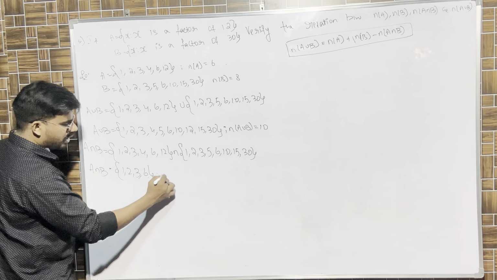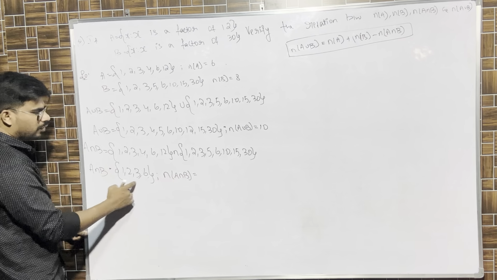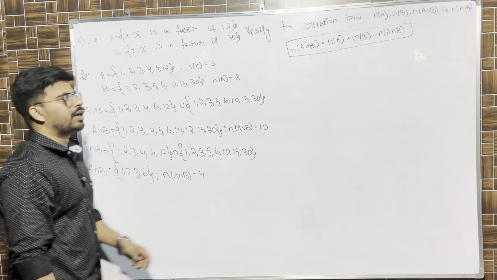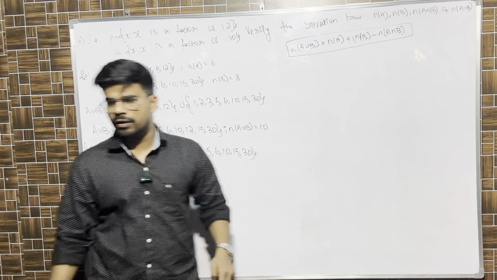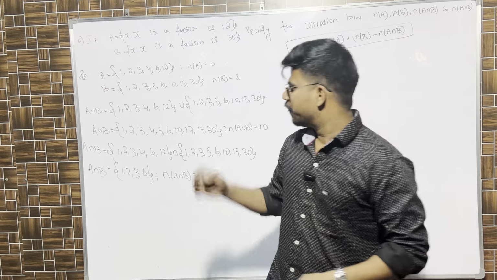We'll also write the number of terms in A intersection B. How many terms are there? 4 terms. So whatever is required for the formula, we have all of that: n of A, n of B, n of A union B, n of A intersection B. We'll substitute in the formula.